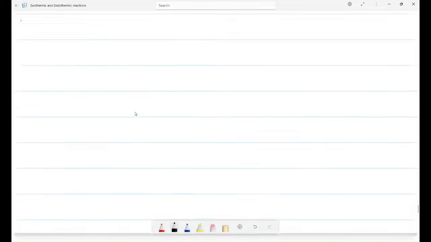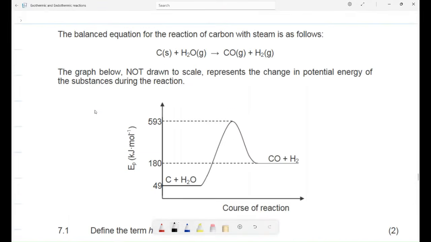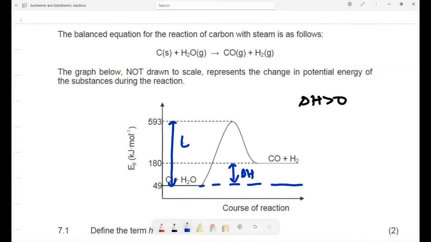Then probably the last one, yes, the last question. The balanced equation for the reaction of carbon with steam is as follows. Carbon and steam form carbon monoxide and so on. The graph, not drawn to scale, represents the change in energy. Can you see this is endothermic? Change in H is greater than 0. Why am I saying it is endothermic? This is the energy of the reactants and the energy of the products. Can you see the products are greater than the reactants, so it will result in a positive change in H. Change in H here. This is EA.